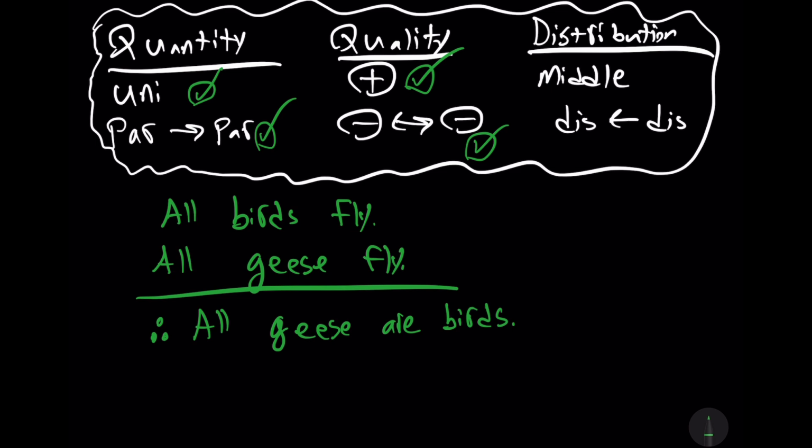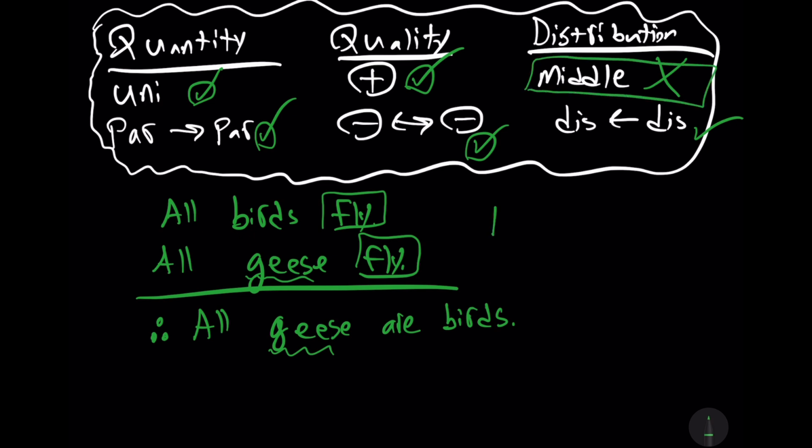What about the middle term? Well, the middle term is fly. It appears in both premises, but not the conclusion. Is that distributed? The answer is no. That's not distributed. And finally, if we have a distributed term in the conclusion, it must be distributed in the premise. Well, in this case, geese is distributed in the conclusion, but it's likewise distributed in the premise, so that's good. However, we're violating one law or rule, so this is invalid. It's a true conclusion, but it's an invalid argument.